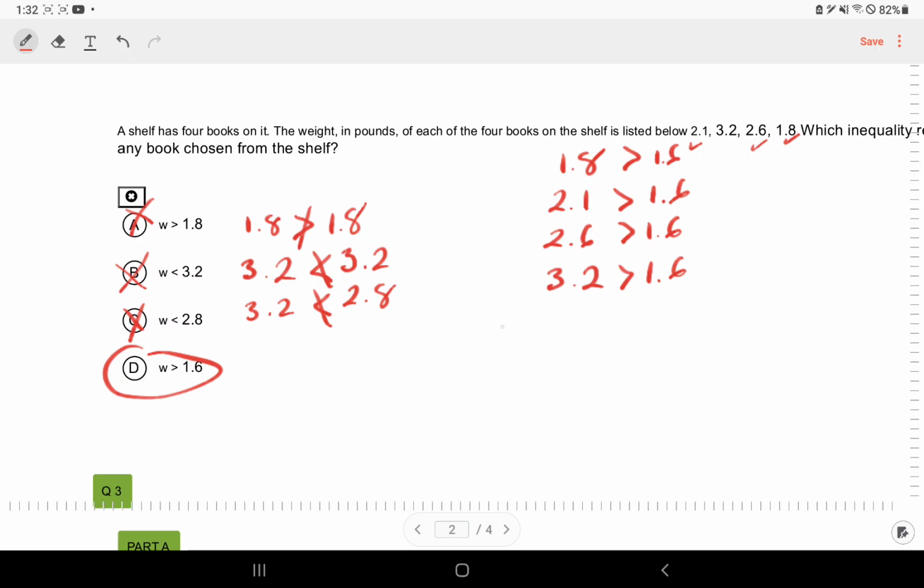We could say that W is less than 3.3 because 3.3 is bigger than 3.2. It's bigger than 2.6. It's bigger than 2.1, and it's bigger than 1.8.